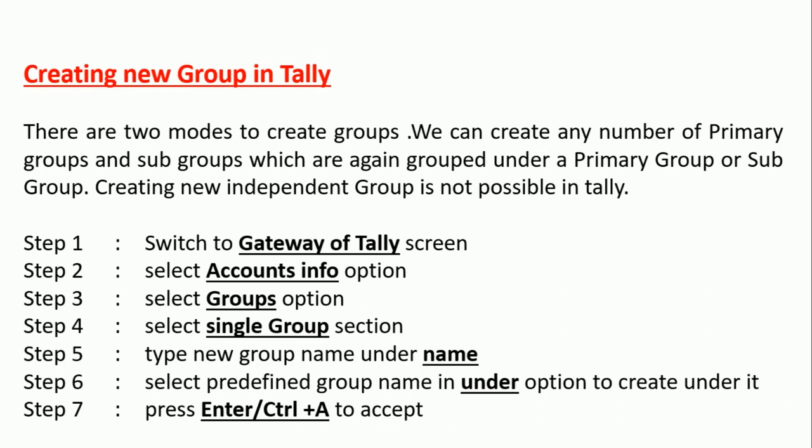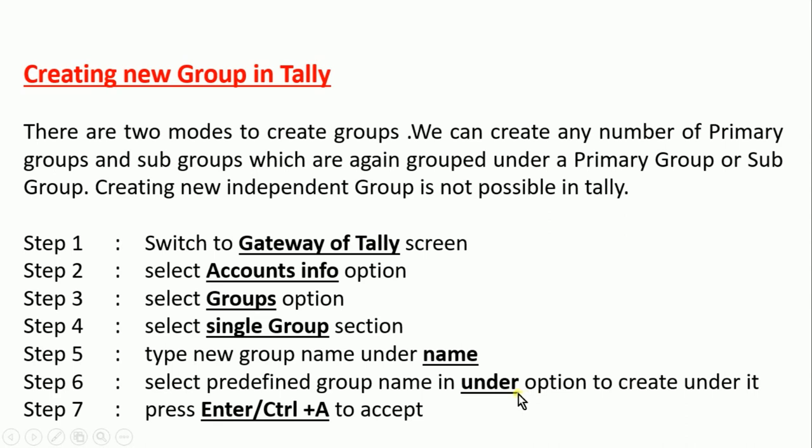Then the step-by-step method to create a group. Step 1, switch to gateway of Tally. Step 2, select accounts info option. Step 3, select groups option. Step 4, select single group section. Step 5, type the new group name under name. Step 6, select a predefined group name in the under option to create under it.